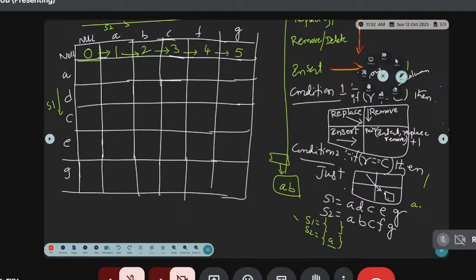This is row 1. And the column 1, again null to null is 0. This is fine. Now this is my actual string.